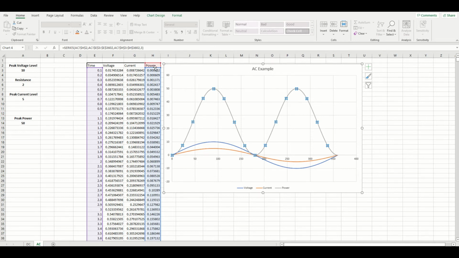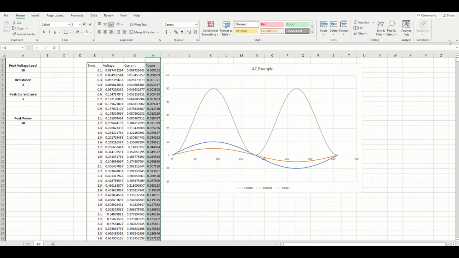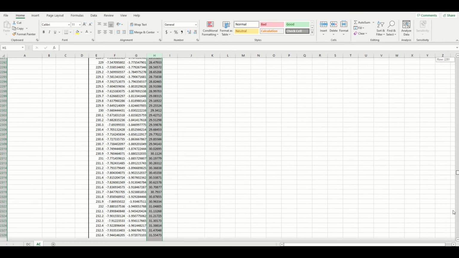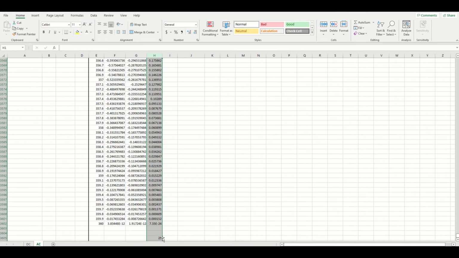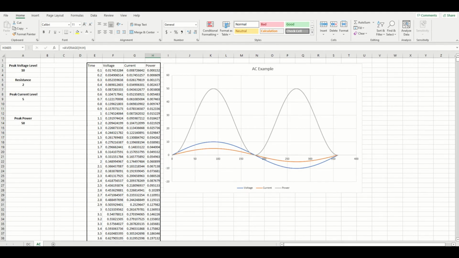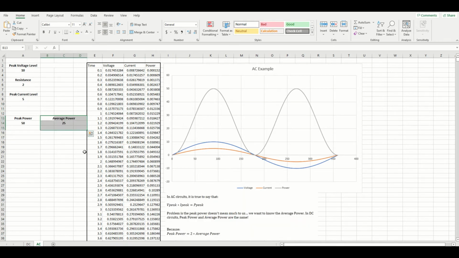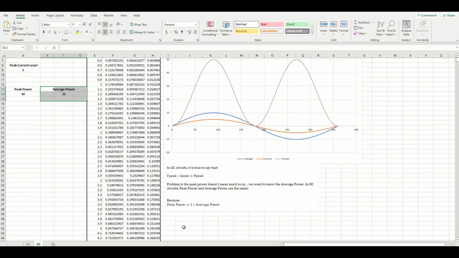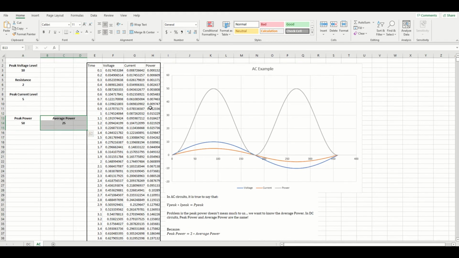If I were to take the average of all this power here, I actually did it on the bottom of this Excel spreadsheet. If I take the average of this, you can see 25 is the average. The average of all the power distributed over that one cycle is 25 watts. It actually works out in sine waves that the average power is half the peak power. So the peak power is 2 times the average power. That's how it works in sine waves. I just demonstrated that in Excel.